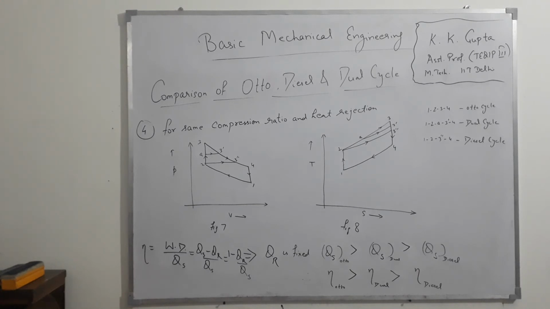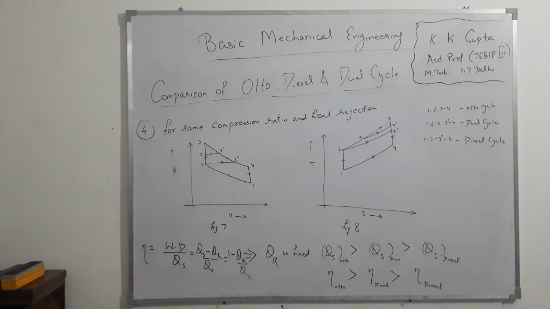Formula for efficiency is work done divided by heat supplied, and work done can be written as difference of heat supplied and heat rejection. So efficiency can be written as 1 minus QR by QS, where QR is heat rejection and QS is heat supplied. Now in this case QR is fixed for all the 3 cycles. It means the cycle in which heat supplied is maximum will have maximum efficiency, and the cycle in which heat supplied is minimum will have minimum efficiency.